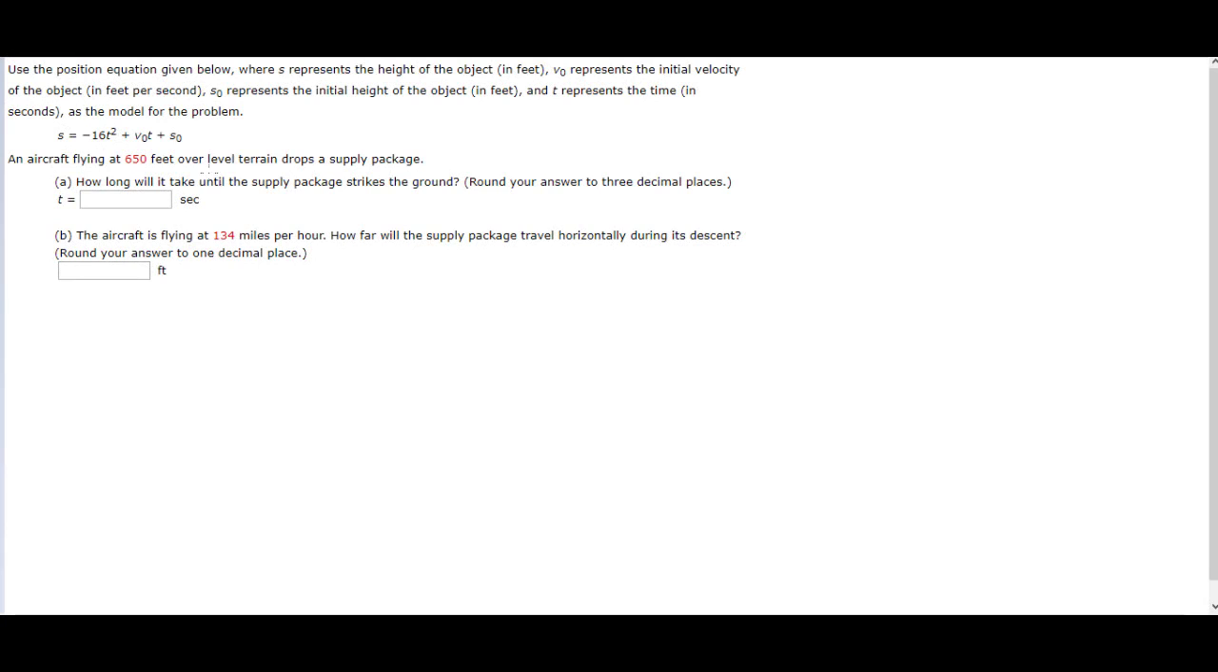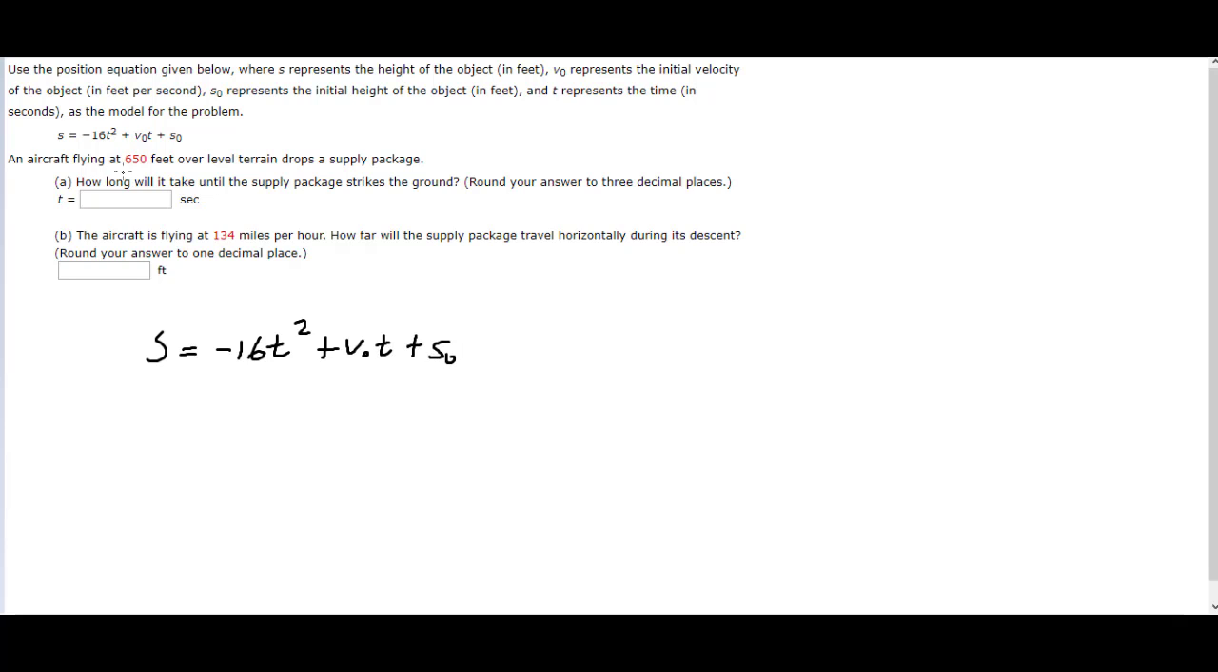Alright, so we're going to start with this statement here. Use the position equation given below, where S represents the height of the object, V0 is the initial velocity, S0 is the initial height, and time is t. Alright, so they've given this equation, negative 16t squared plus V0t plus S0.